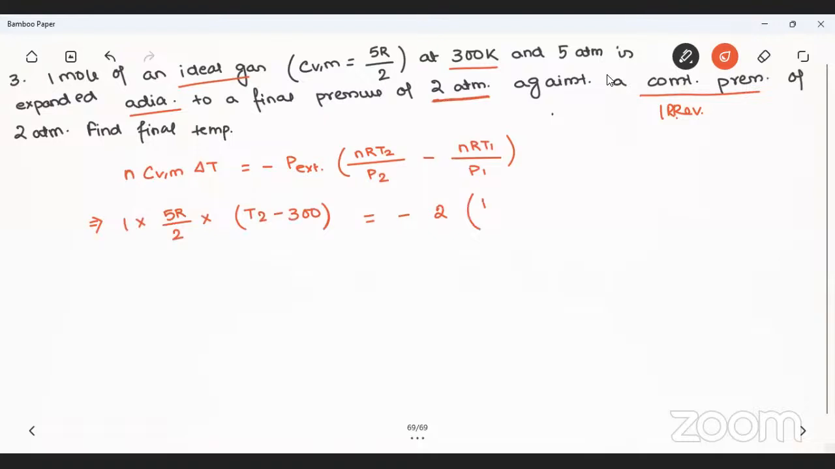What is n? 1. What is R? Keep R as R only. T2 as T2 and final pressure is 2. Minus 1 into R into 300 divided by 5. So, can you do this? Do this and let me know.